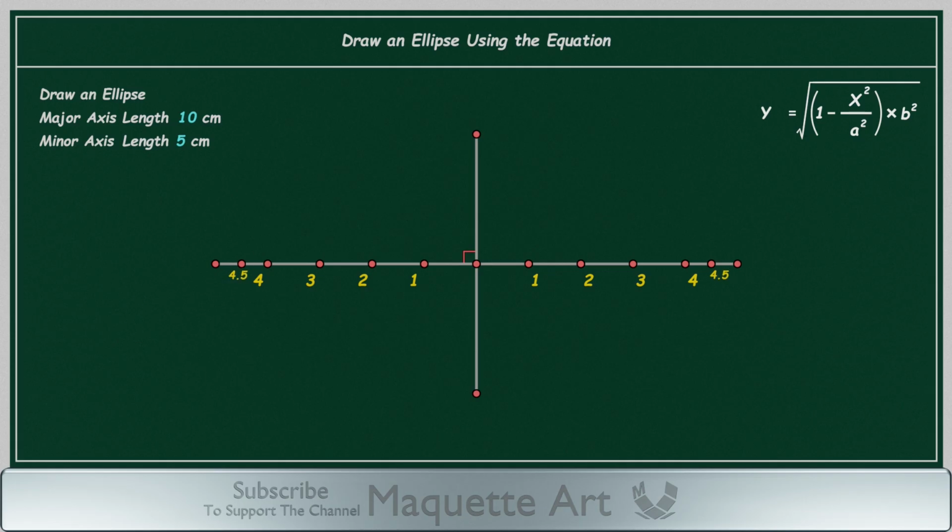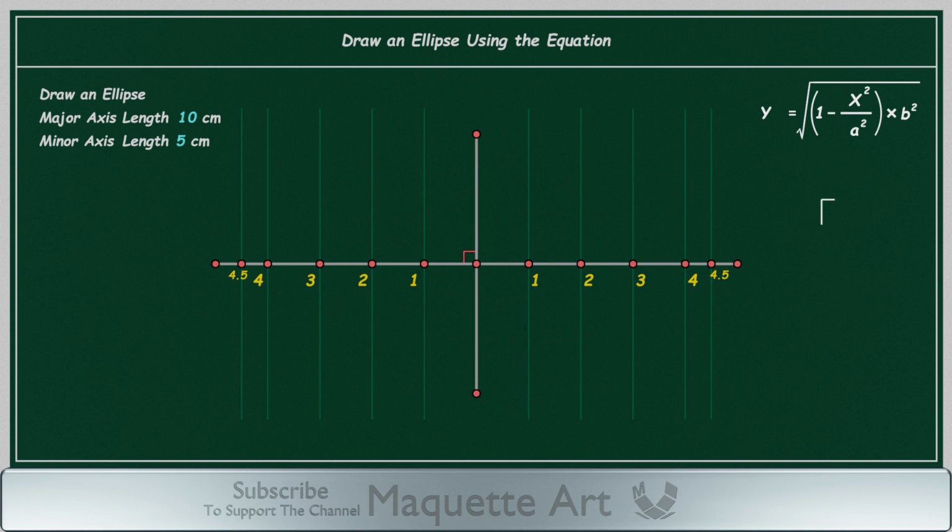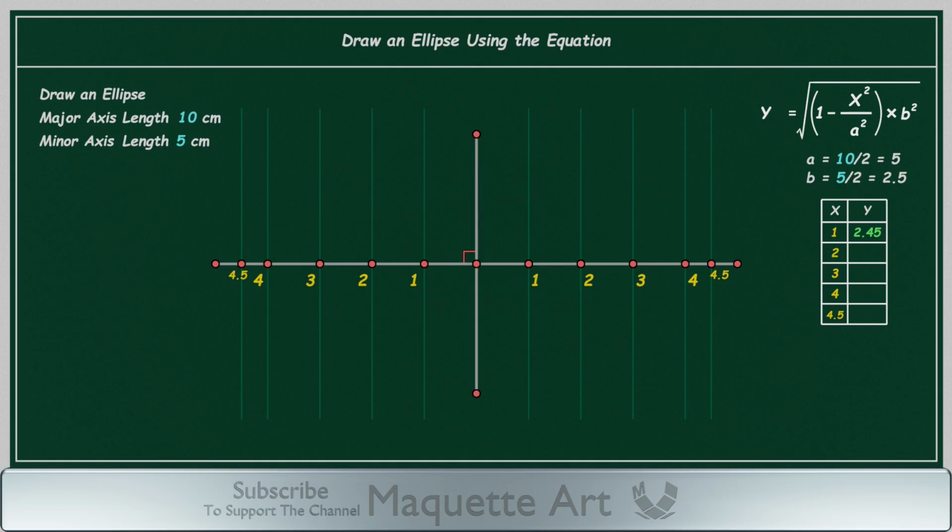Now draw a perpendicular line at each of those points. Use any method you prefer to draw the perpendicular lines. Now we will use the equation to calculate the y value, when x equals 1, 2, 3, 4, and 4.5. Here are the y values after substituting in the equation.